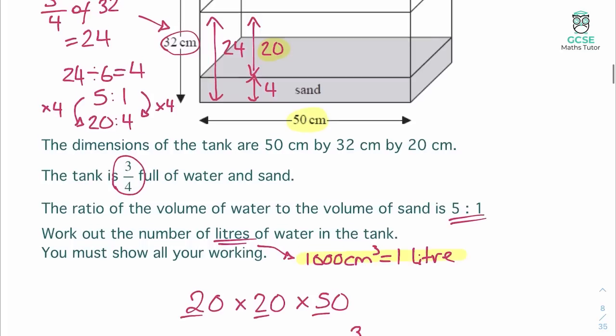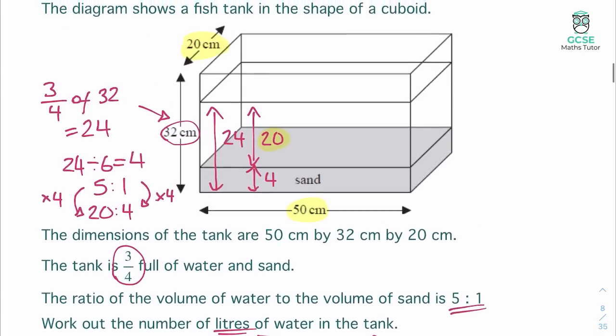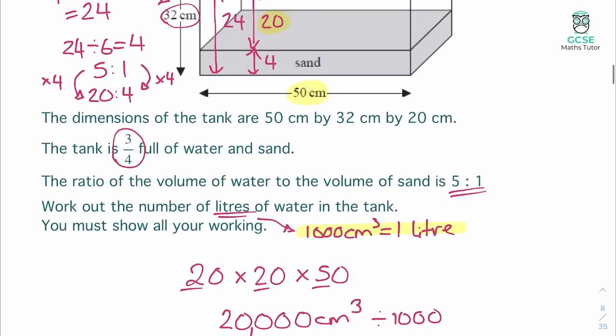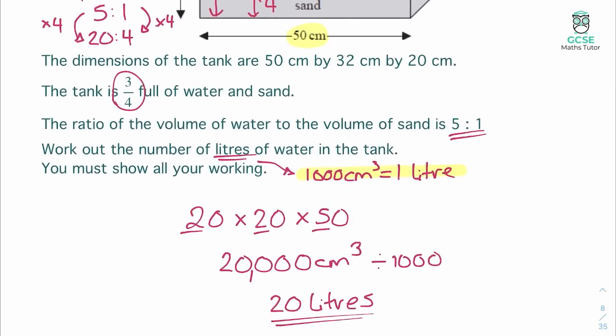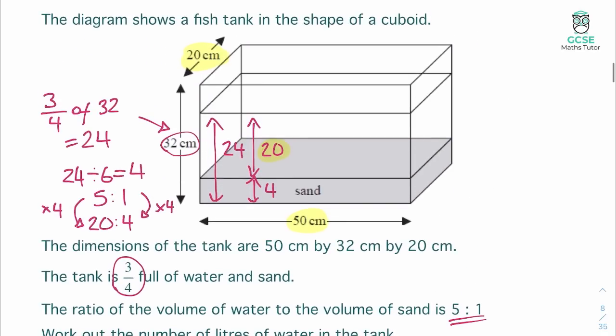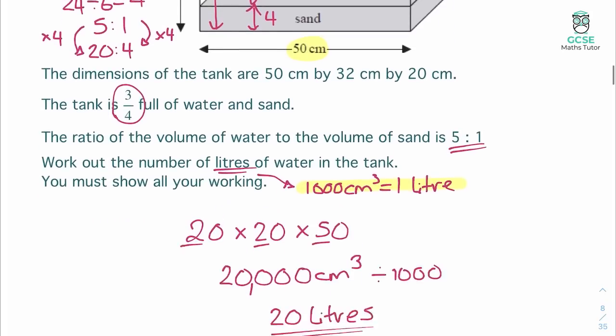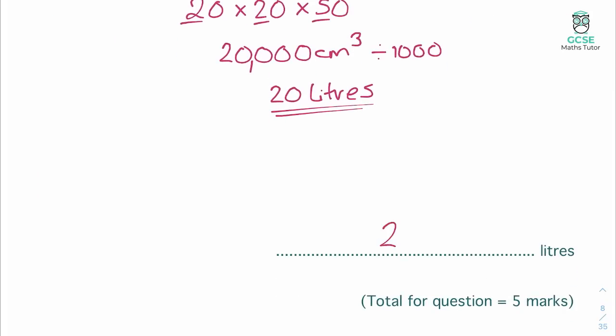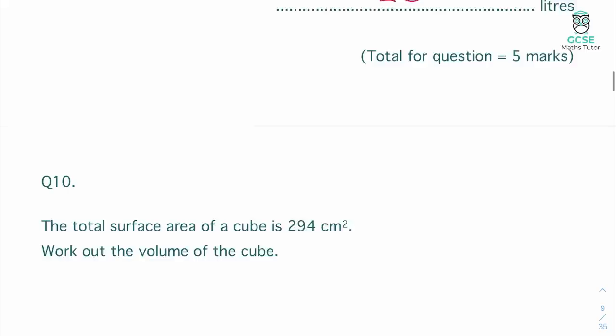Now that to me seems a little bit easier than having to have done the original volume, which would be 20 times 32 times 50, then having to do 3/4 of it, and then splitting that in the ratio 5:1, and then still converting that back into litres. So I think that was probably the easier method, just changing the height, but obviously both would have been absolutely fine. So final answer, 20 litres. So on to our next one.